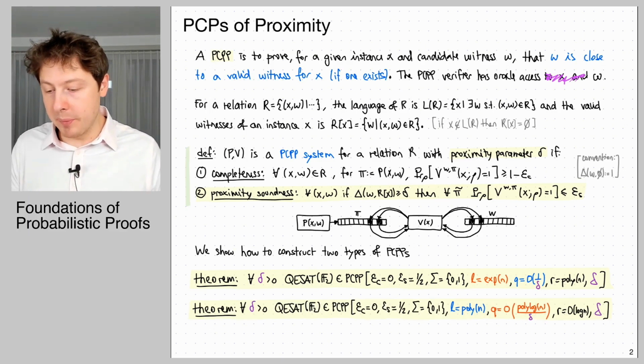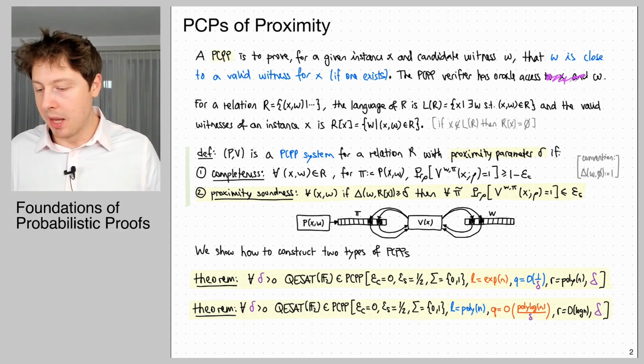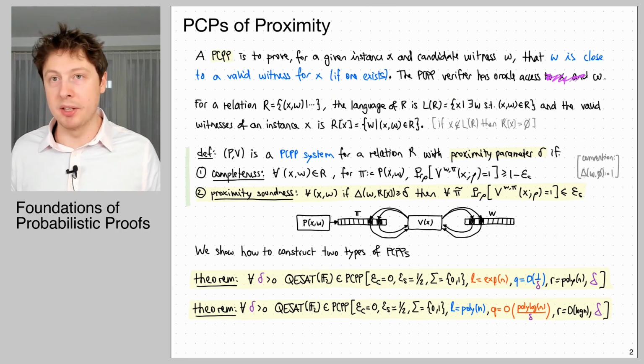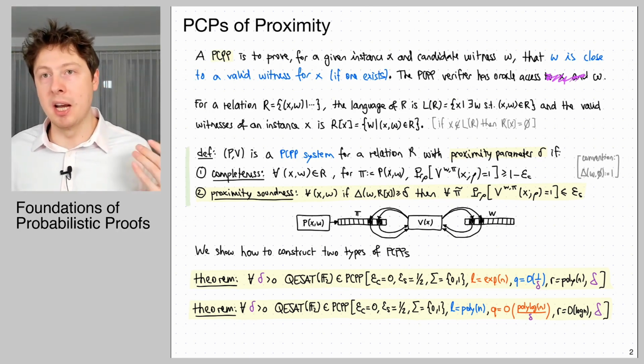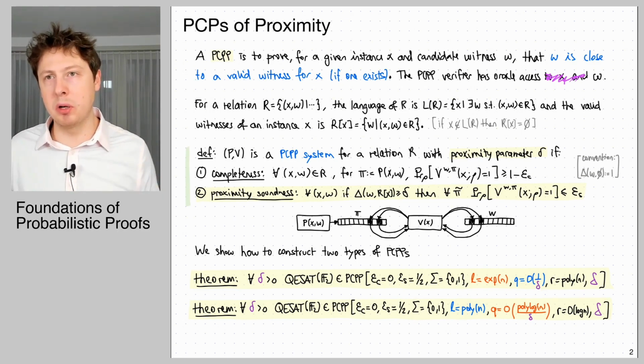And we're also going to show something incomparable. Again, we're going to be using both of these in proof composition. Polynomial size PCPs of proximity with polylogarithmic query complexity. These are essentially the proximity variants of the two types of PCPs we've seen. Exponential size constant query, or polynomial size polylogarithmic query. And we want to understand how to construct both of those proximity variants.